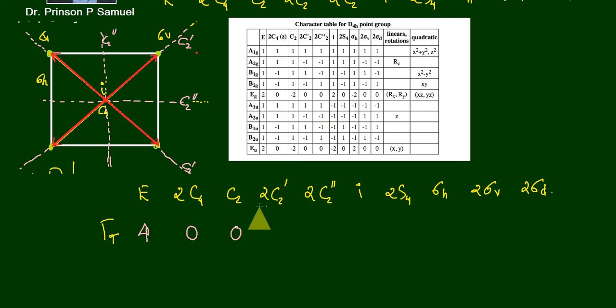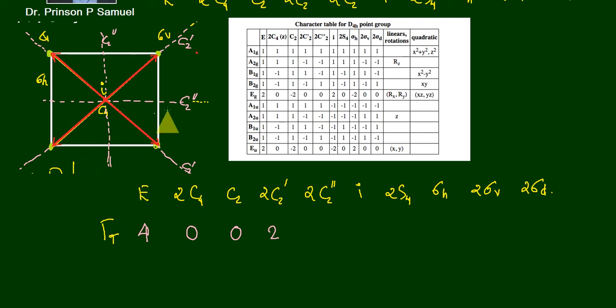What about C2 dash? You should be very careful here. C2 dash is the rotation through this axis, and that axis actually contains two of the bond vectors, or two of the hybrid orbitals. Therefore, these two vectors will retain their position. The vectors which are already in a symmetry element will retain their position. Other vectors will change their position. So two vectors will retain their position during C2 dash. Therefore, the total character is 2.